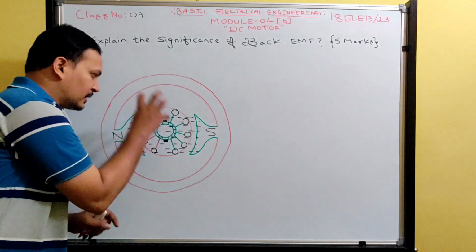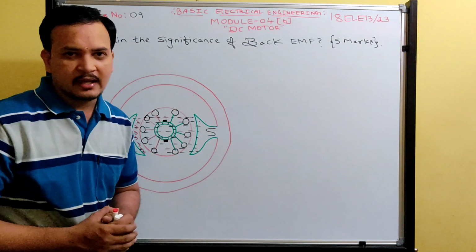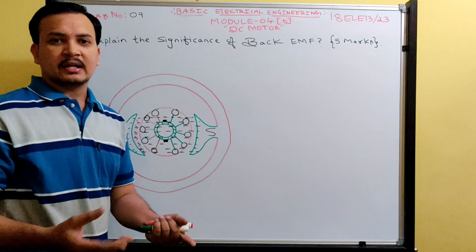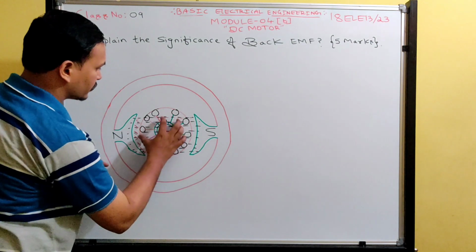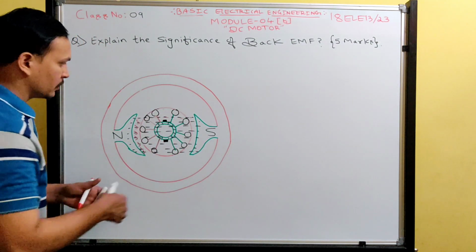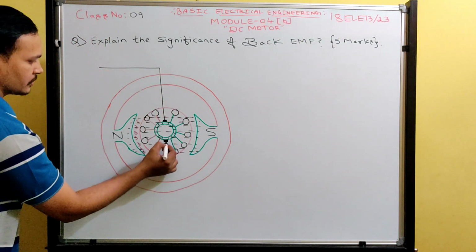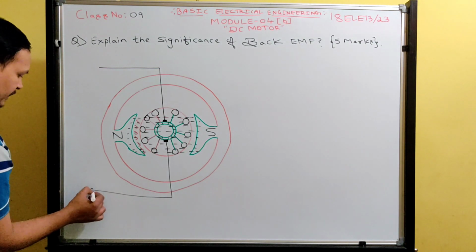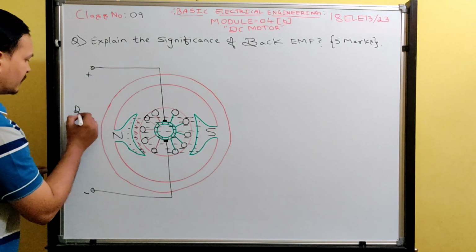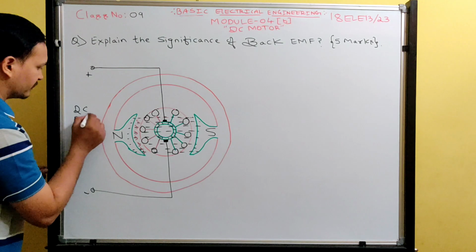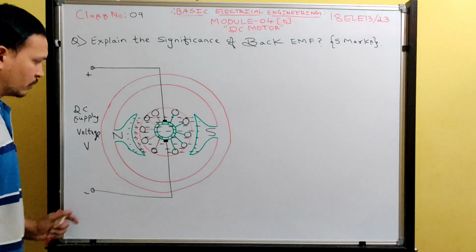Now I am placing the conductor in the magnetic field. Okay, but these conductors are not carrying any current. Under that condition, you won't get interaction of the two fluxes. See now what I am doing, I am giving supply to these conductors. So now these brushes are there. You connect these brushes to the external supply, that is DC supply. Okay, plus and minus. You apply some DC voltage. So let me write this as DC supply voltage, some voltage V.